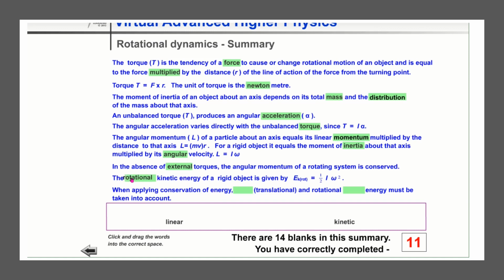The rotational kinetic energy of a rigid object is given by EK rotation equals half I omega squared. When applying conservation of energy, linear or translational and rotational kinetic energy must be taken into account.